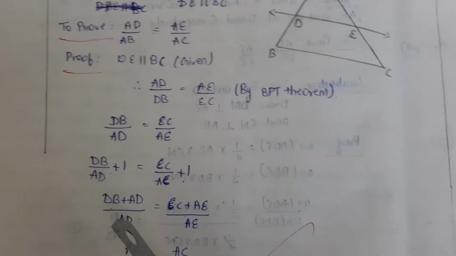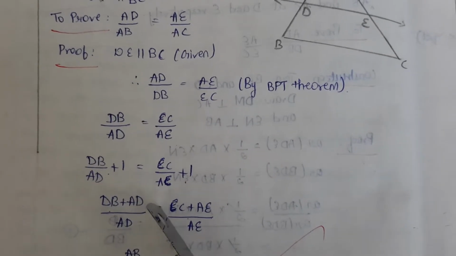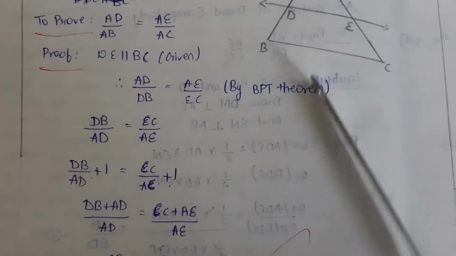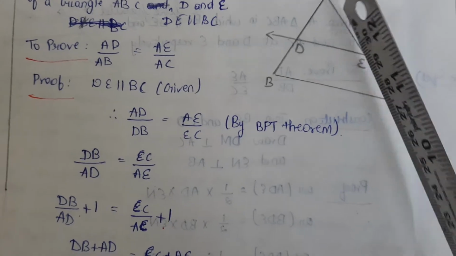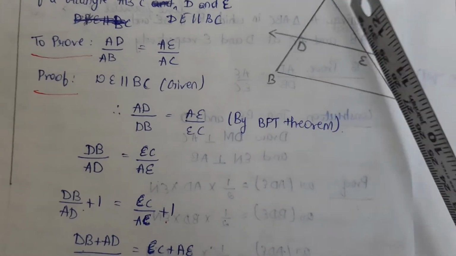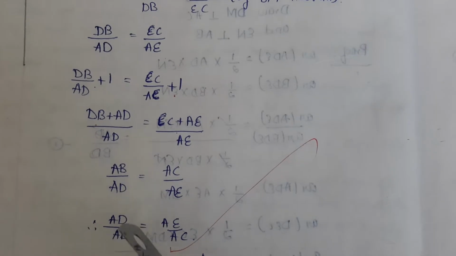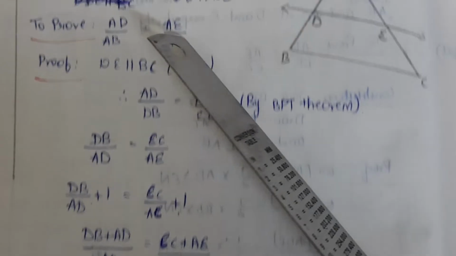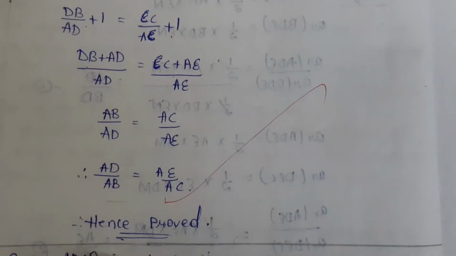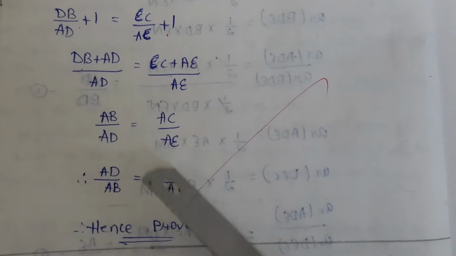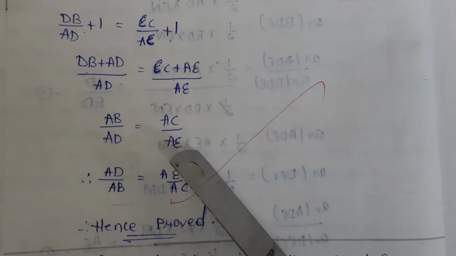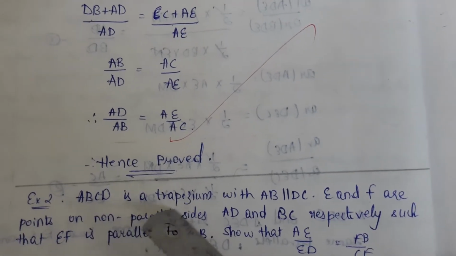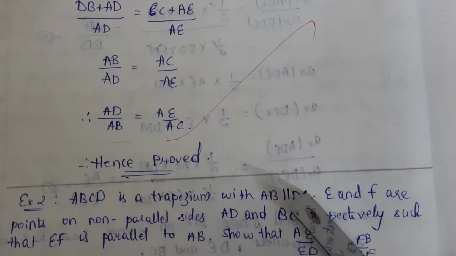So when I take LCM as AD, DB plus AD by AD is equal to EC plus AE by AE. You know very well, BD plus AD will be AB, EC plus AE will be AC. So we get AB by AD is equal to AC by AE. Since we have to bring it to this form, I am just interchanging both the sides. So it becomes AD by AB is equal to AE by AC. So hence proved.